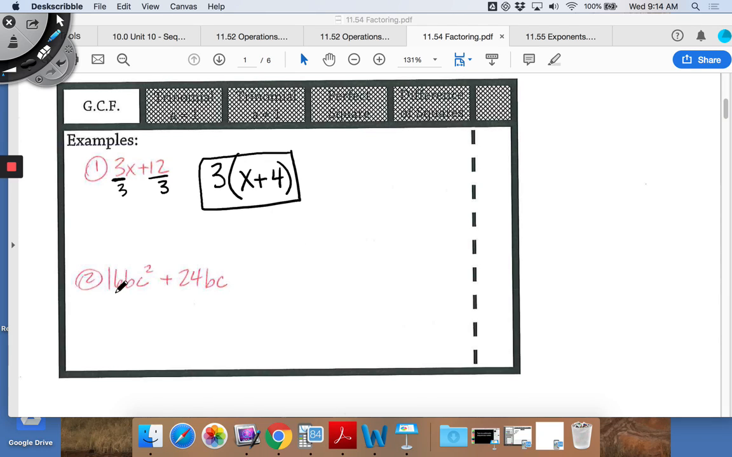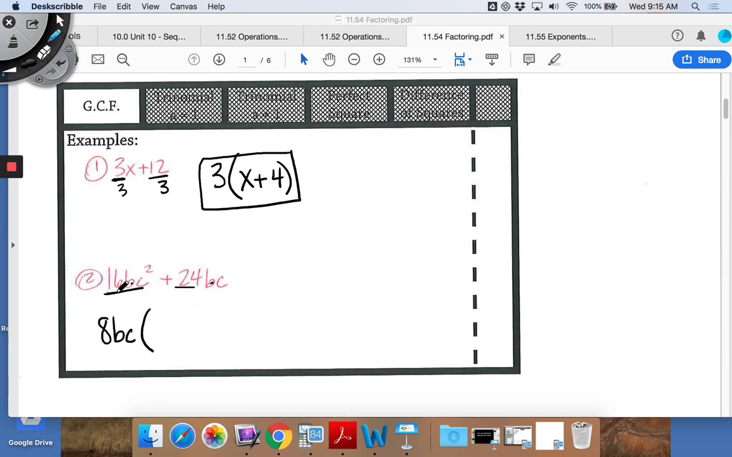Second example, I have coefficients in front. I can't divide 24 by 16, so I'm going to see, is there another number that I could divide out of 16 and 24? And the answer would be 8. But before I keep going, I'm going to look and say, is there a common variable? They both have a b, so I can bring a b out. And they both have a c, so I can bring a c out.